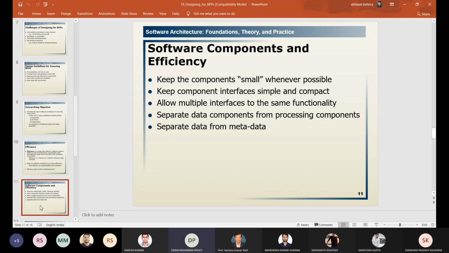Then software components and efficiency. Keep the component small whenever possible. Keep the component interface simple and compact. It allows multiple interfaces to the same functionality. With multiple interfaces also, it provides the same functionality. Separate data components from processing components. It separates the data from the metadata.